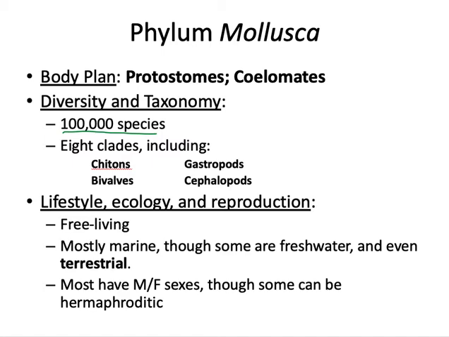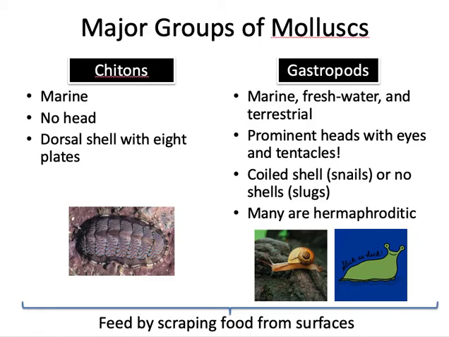All right, so here are our 4 groups. Our chitons are marine species, and they have a dorsal shell, or a shell that's on their back with these 8 plates or plaques. They scrape food off of rocks, and they live in marine ecosystems. So here they are, no shell.